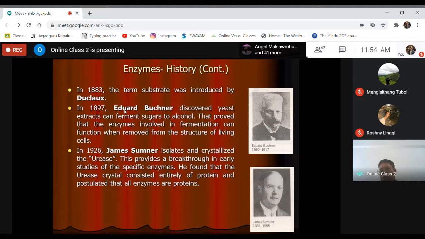So what he did was isolate the urease enzyme from the jack bean, then crystallize it. Then he studied the chemical nature of the enzyme. He found that the enzyme is entirely made up of amino acids. It is a protein. So he postulated that enzymes are proteins which have catalytic activity.